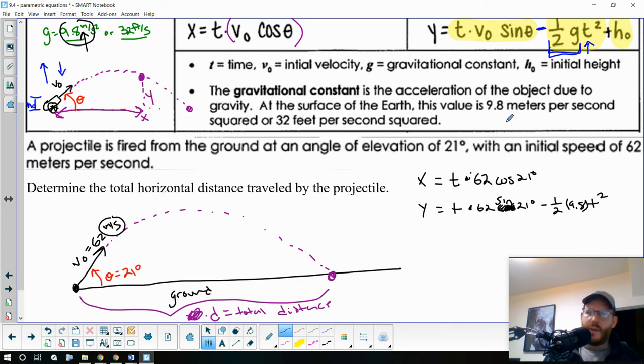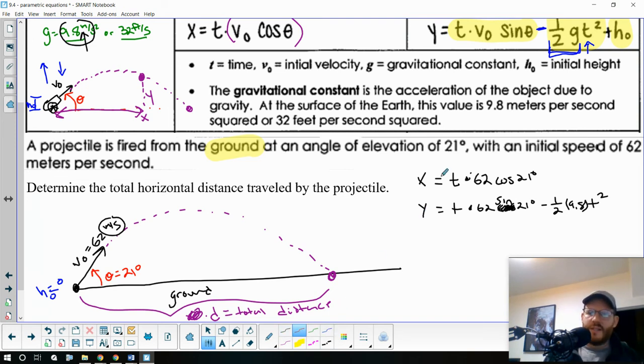plus h0. Now it does say that I was fired from the ground. So if I'm leaving the ground, the initial height would be 0, so I don't have to add anything in there. So I know that this is the path of the object.